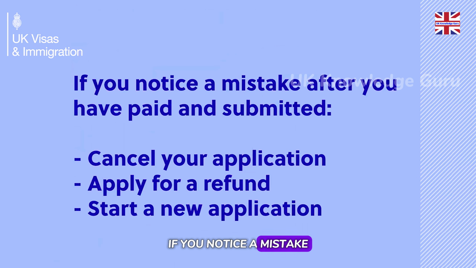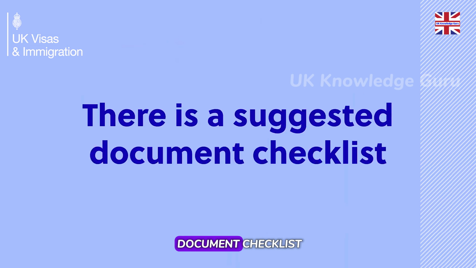If you notice a mistake after you have paid and submitted your application, you need to cancel your application, apply for a refund and start a new application. There is a suggested document checklist that you can select to download during the process, so you know which type of evidence may help us assess your application.